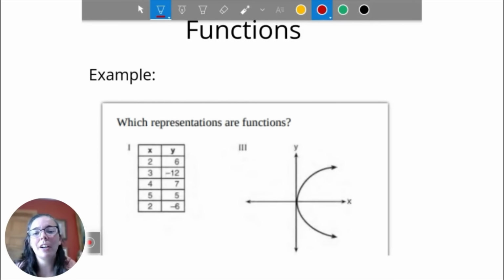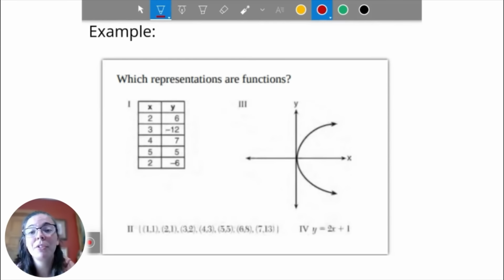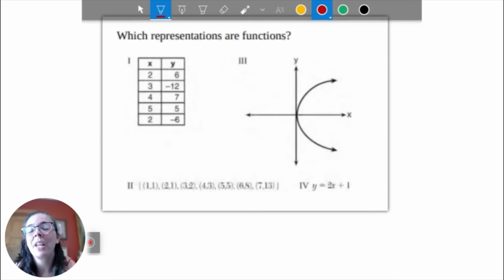So functions are really important. You need to be able to see what is a function based off of a few different ways they'll show it to you. They may show it to you in a table, a graph, a set of coordinates, or an equation. So which representations are functions?